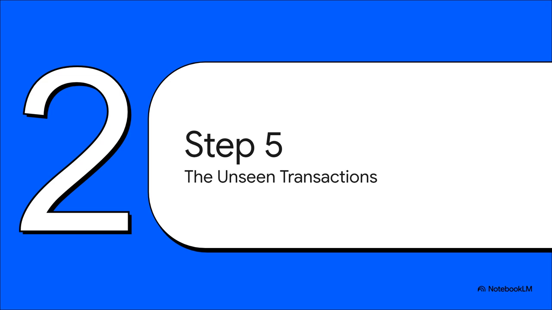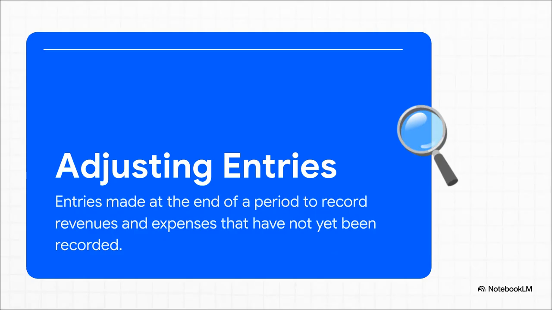Nope, not quite. Now we have to deal with the unseen transactions. You know, all the stuff that happened between the lines during the month. This next step is all about making what we call adjusting entries. A good way to think about it is like updating your diary at the end of the month. You add in all the little things you experienced but forgot to write down day by day. It's the exact same idea in accounting. We have to record revenues and expenses that have happened but just haven't been officially recorded yet.